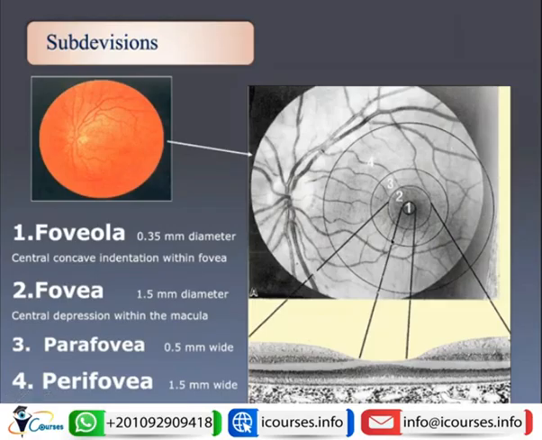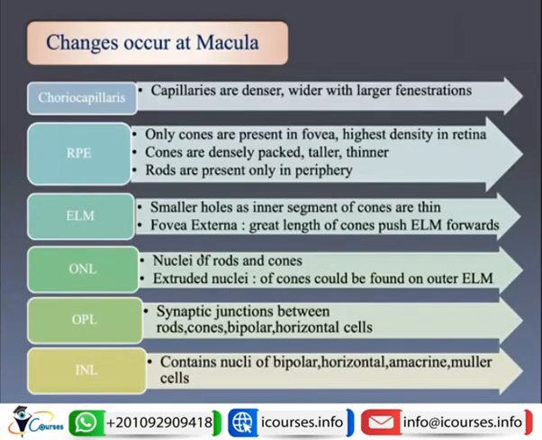So why do we have these subdivisions? Because these will have different anatomical and histological configuration. Again, a slide of transition. So what are the changes that occur at the macula? That's why we are studying these specific regions, either the ora serrata or the macula. These are of anatomical importance because there are certain anatomical changes that occur at these layers.